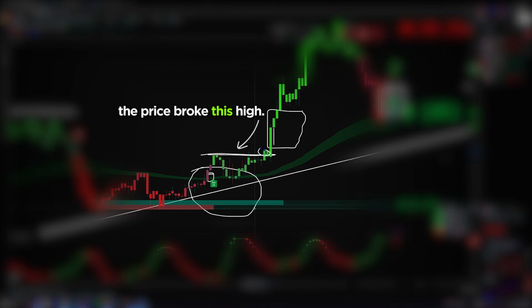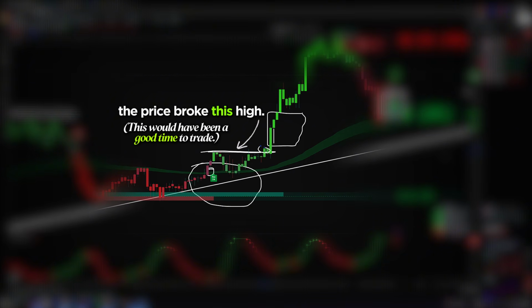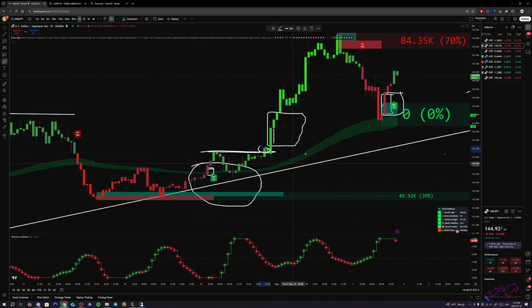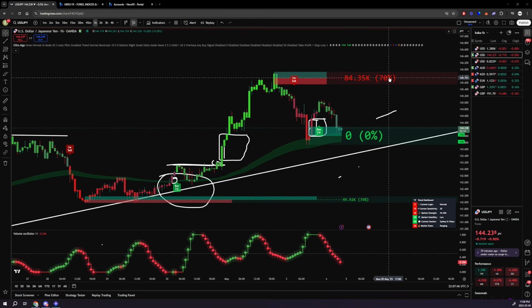This would have been a good time to enter a trade using price action, using the signals, using the trend, using fair value gap, using volume as indication to what we're supposed to be doing in the market to achieve a high win rate. Now that we understand the strategy, let me show you a few examples so you can better understand it.